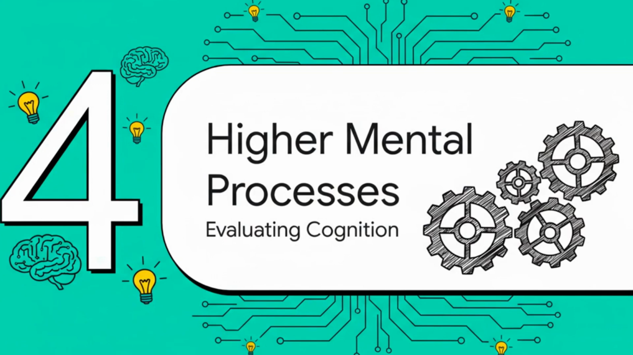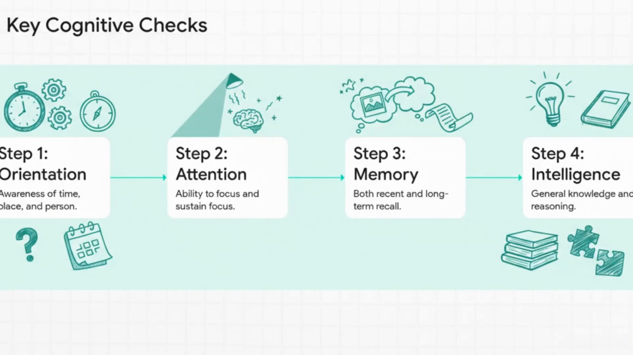Okay, so beyond thoughts and feelings, the MSE also has to evaluate a client's cognitive functioning. You can think of this part of the exam as checking the mechanics of the mind. Right here, clinicians are basically running through a quick systems check. It starts with orientation. Does the client know who they are, where they are, and what the date is? Step 2 is attention. Can they actually focus on the conversation? Then comes memory, where they check both what happened recently and things from long ago. And finally, they get a general sense of the person's overall intelligence and reasoning skills.